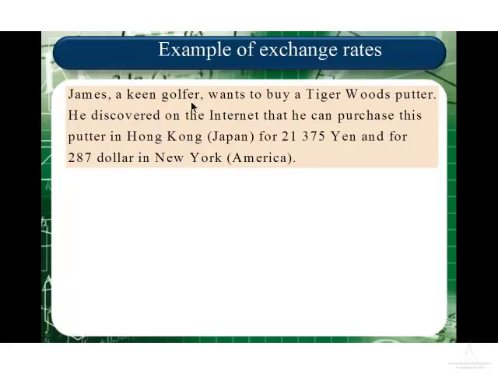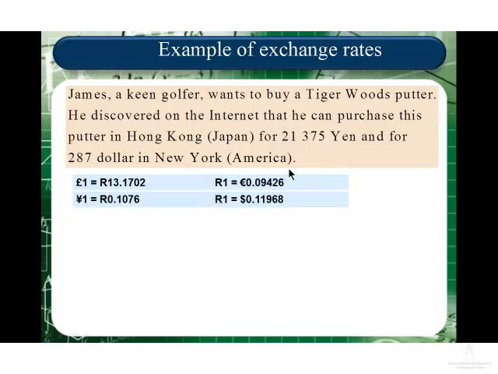James, a keen golfer, wants to buy a Tiger Woods putter. He discovered on the internet that he can purchase this putter in Hong Kong, that's Japan, for 21,375 yen. And he can buy the same putter for $287 in New York, in the United States of America. Question: which of these buys will be the better one?